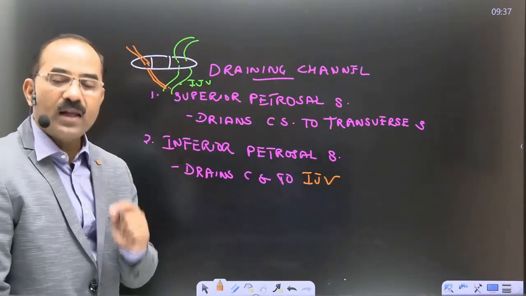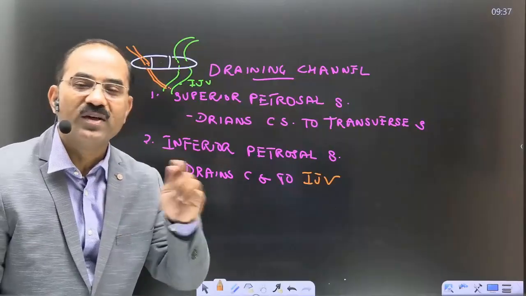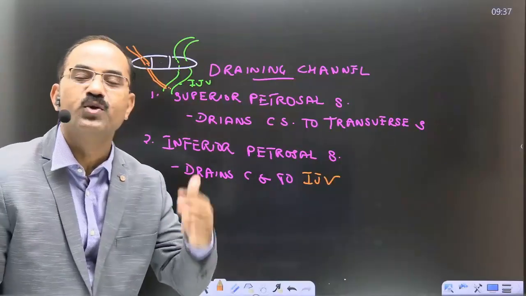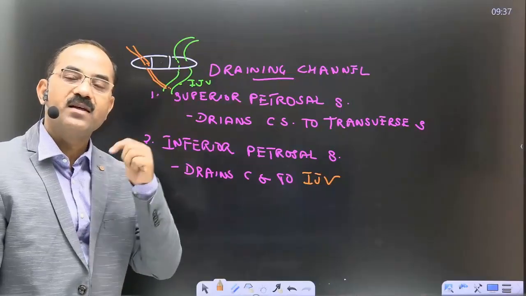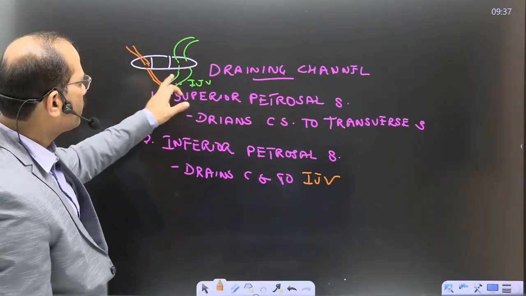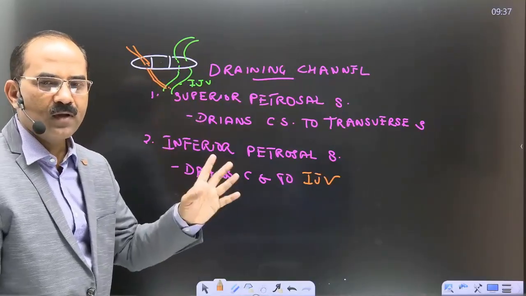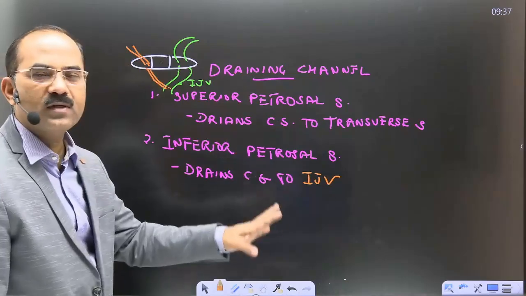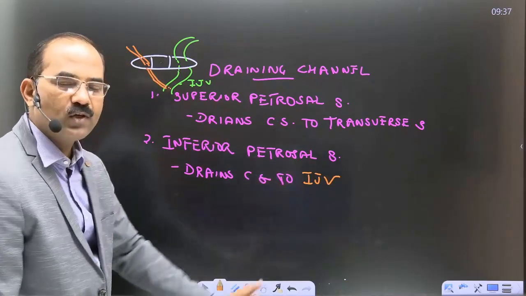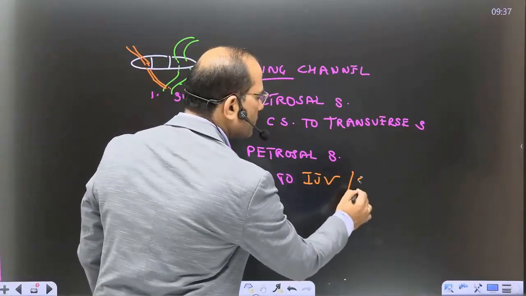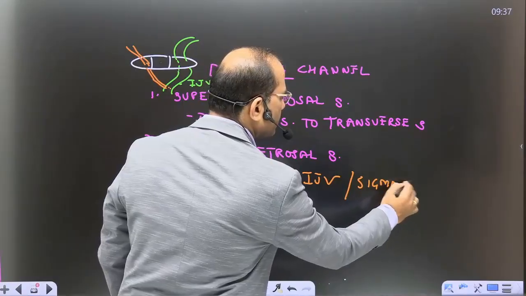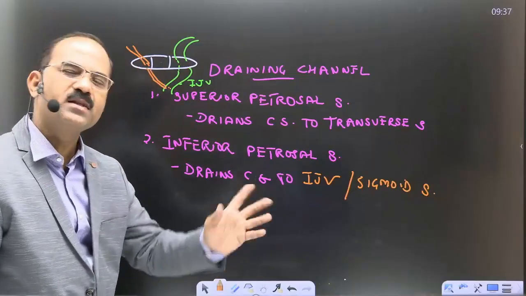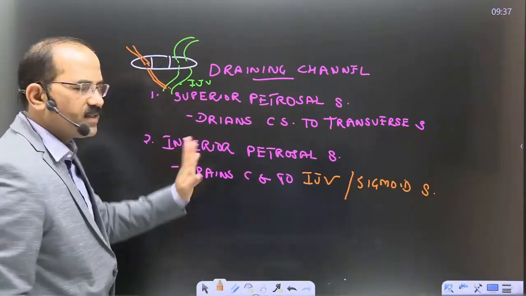In fact, you may get an MCQ stating the first tributary of the internal jugular vein is, and your answer is the inferior petrosal sinus. The first tributary of the internal jugular vein is the inferior petrosal sinus. So the inferior petrosal sinus connects the cavernous sinus to the internal jugular vein. If internal jugular vein is not in the options, the answer is going to be the sigmoid sinus. Suppose by chance it doesn't get out of the skull, inside the skull it will join the sigmoid sinus. Just remember that, right? So that's the second draining channel.